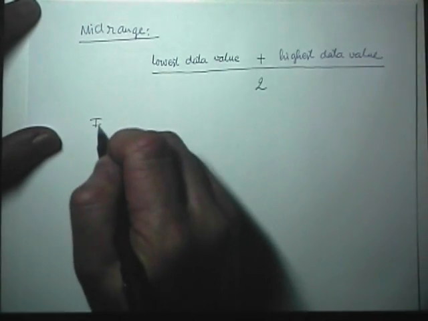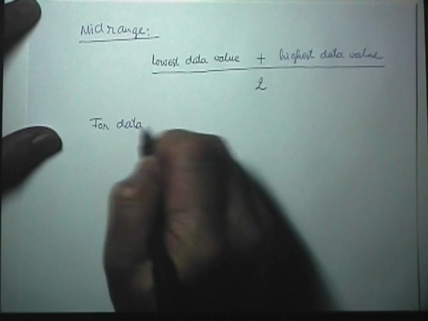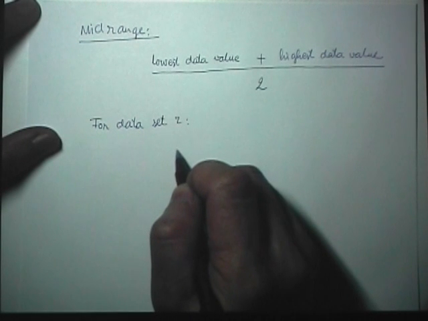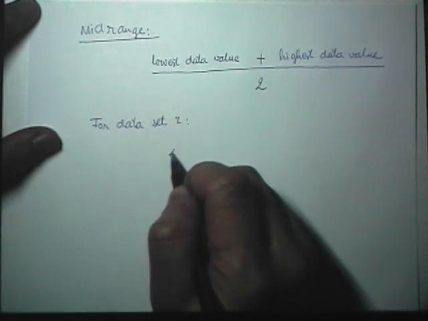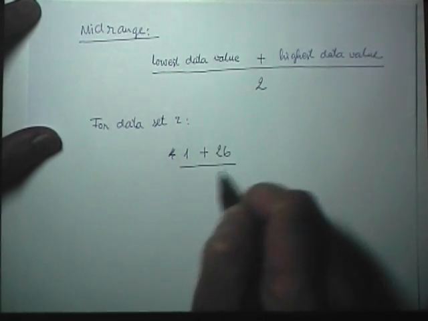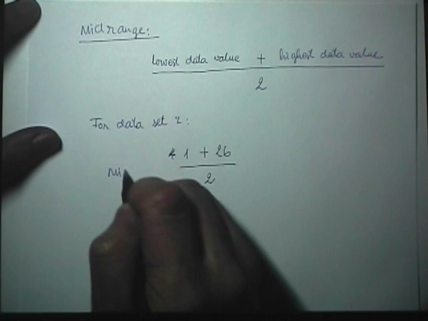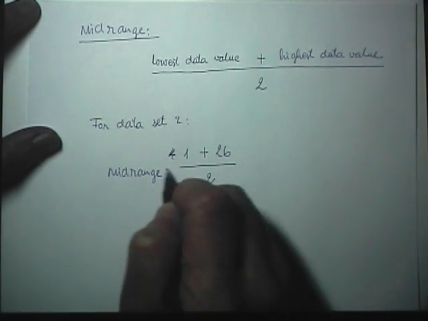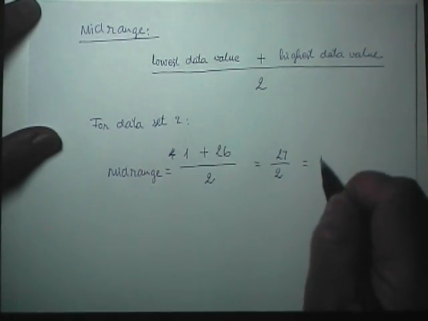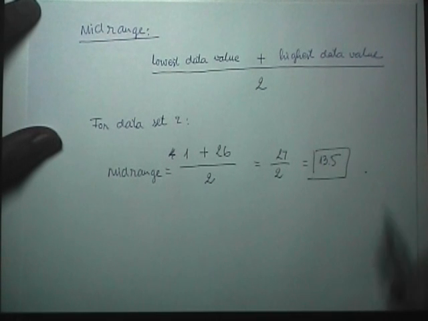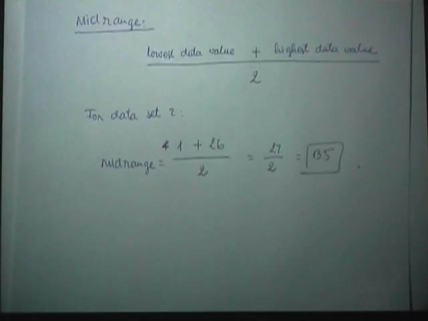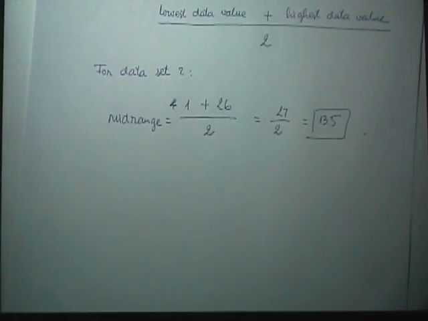Once again, you can see that for data set 2, my lowest value is a 1, and my highest is a 26, am I right? And we divide all that by 2. So my mid-range is equal to 27 divided by 2, which is going to be 13.5. That is my mid-range, and that is all with mid-range. And so you can see how easy these concepts are to understand, right?